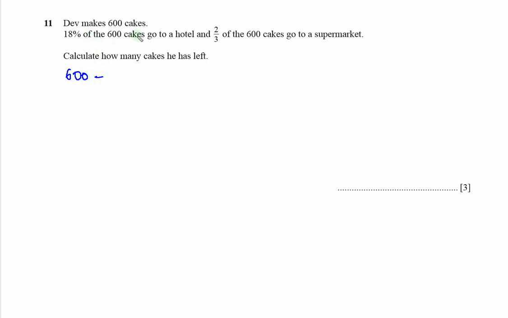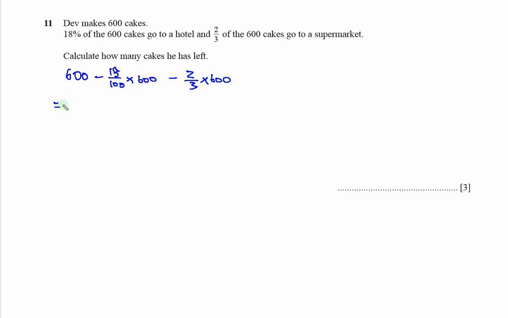So 600 minus the cake that goes to the hotel, which is 18 over 100 times 600. This will go to the hotel. Then 2/3 of the 600 cakes will go to the supermarket, so it's 2 over 3 times 600. This will go to the supermarket.